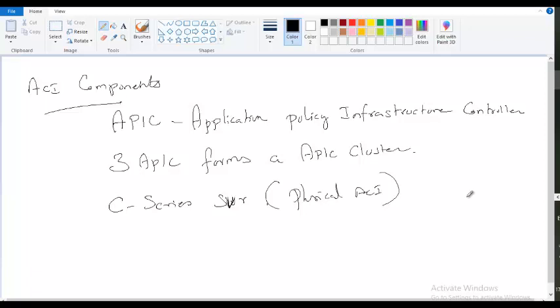Now, whether you have a physical APIC or a virtual APIC, they both need to be connected. APIC needs to be connected to the leaf switches. Leaf switch will have APIC connecting. We cannot connect to wherever we want. It's only to the leaf.